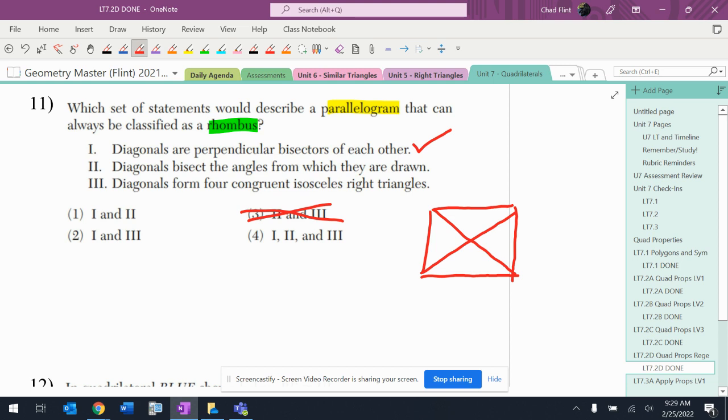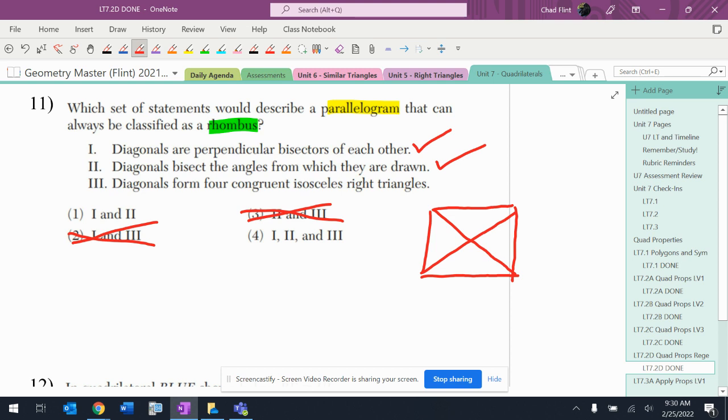So it cannot be 3, because 3 doesn't have 1. Diagonals bisect the angles from which they're drawn. That is, again, an exact rhombus property. So that means it cannot be number 2 because it has to have Roman numeral 2 in it. So now I have a 50-50 chance here. And I know a ton of information about rhombuses.